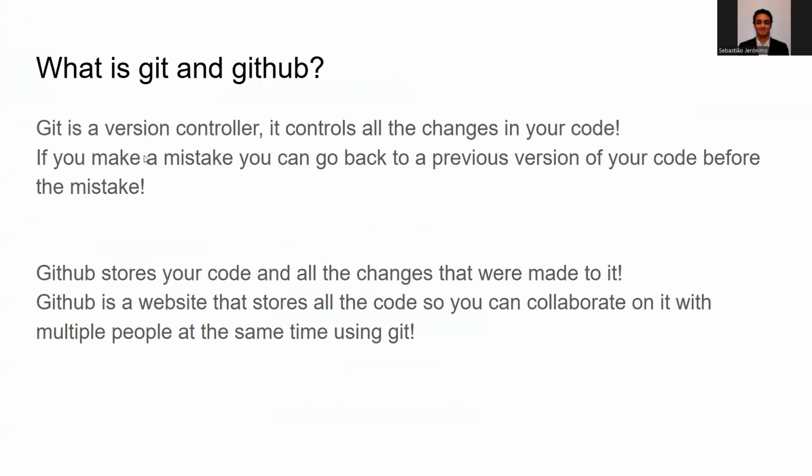Git is a version control. It controls all the changes in your code. If you make a mistake, you can go back to a previous version of your code before the mistake. So it's essentially to allow you to manage the changes that you made in your code, even if you make a mistake, or if you just want to try something, you can, and you can always go back.